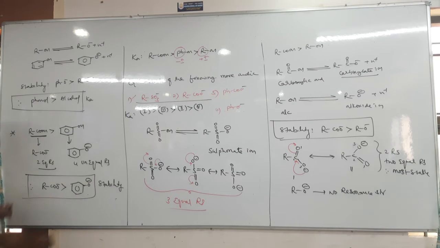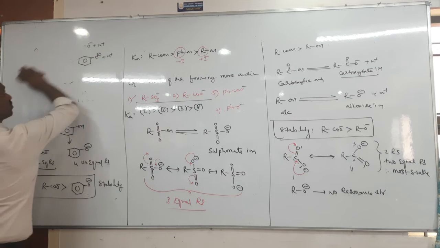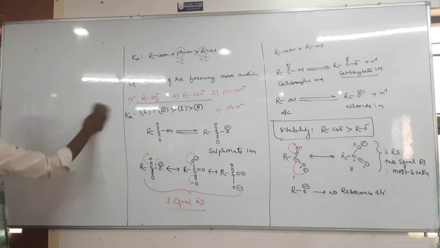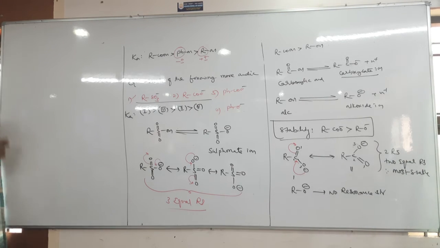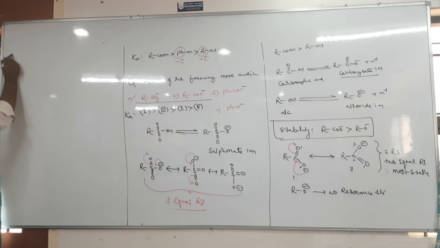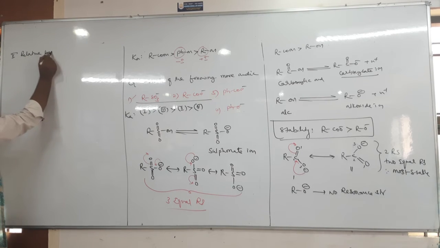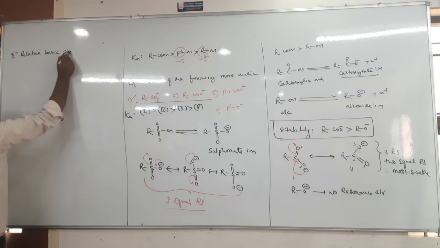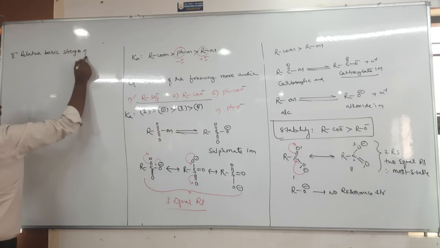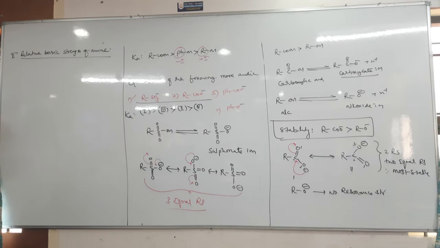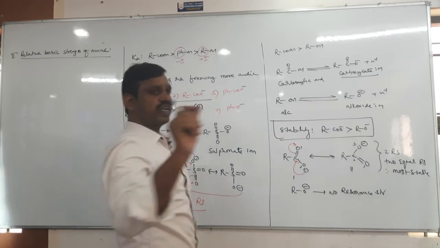So this is about acidic strength of alcohol. Next, last application is last one, and 2 more are there. Okay, fine. Fifth one, basic strength of amine. So relative basic strength of amine. So what happens to the basic strength of amine? This we have already studied in the amine topic.